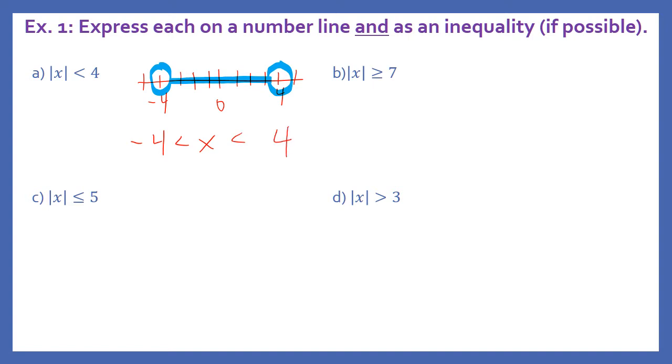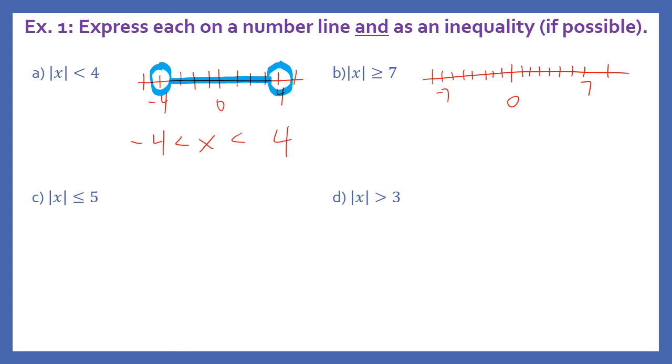And once we do a few more examples, it hopefully, if it's not sinking in, it hopefully will. Now we want to pick, so B, we want all the numbers that are greater than or equal to 7 units away from 0. Start with our number line. Put 0 in the middle. 1, 2, 3, 4, 5, 6, 7, 8. 1, 2, 3, 4, 5, 6, 7, 8.